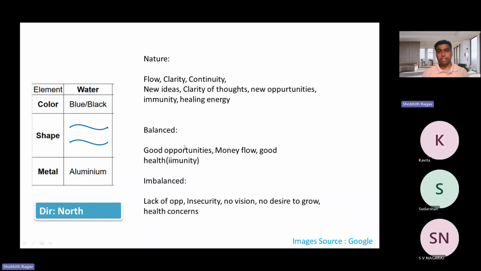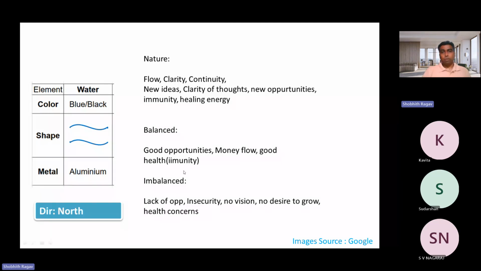If it is balanced in the house, what will be the result? If it is imbalanced, what will be the result? Generally the nature is, you know, the water flows. So that continuity, the flow, the clarity. It will also give new ideas, new opportunities, because when you pour water, the plant grows, right? So whenever it is balanced, it will give good growth also. Alternately, you can say it is giving you good opportunities.